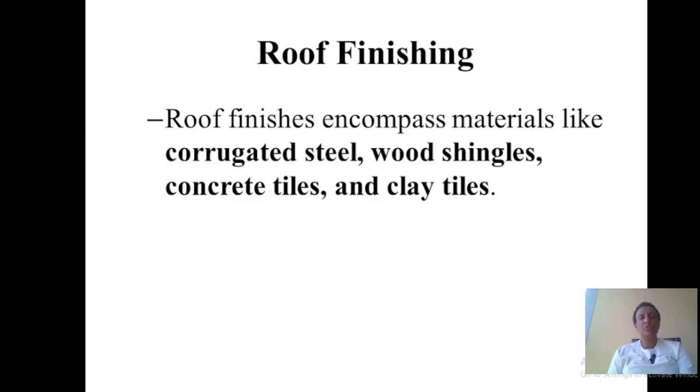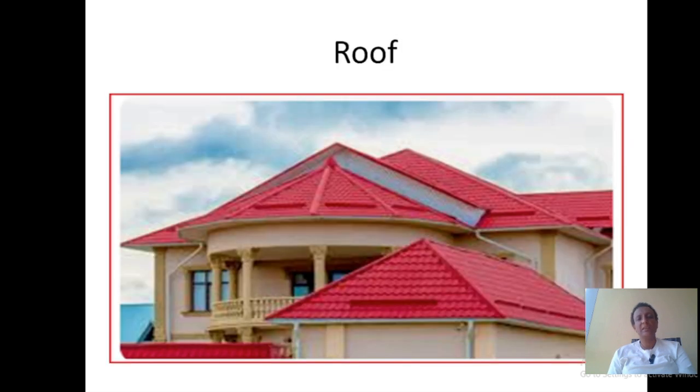And the fourth type of finishing is roof finishing. Roof finishes encompass materials like corrugated steel, wood shingles, concrete tiles, and clay tiles. This picture is to show you how some types of roof finishing look.